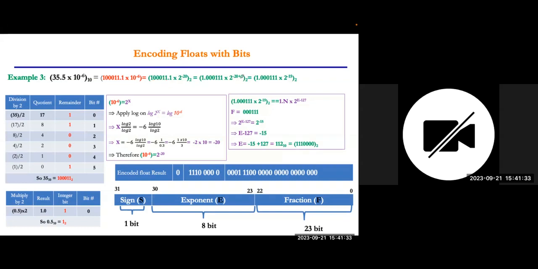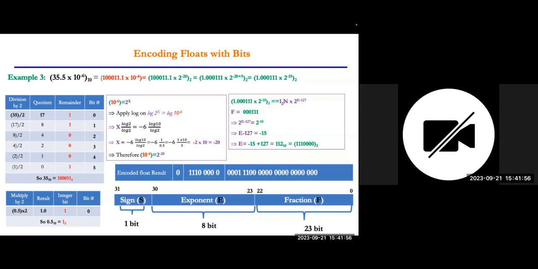So it is moving to the left side, so it is a positive exponent. So you will get plus 5. So when simplifying this, you will get this number as 2 to the power of minus 5. So this is your binary equivalent of your decimal real number. Then you start encoding this with the 32-bit representation.